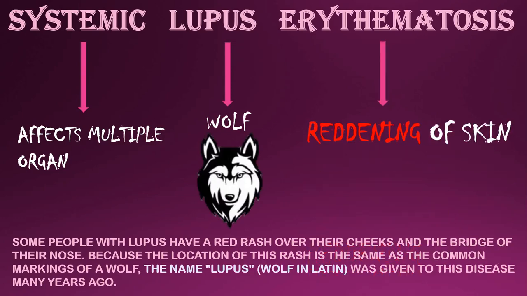Some people with lupus have a red rash over their cheeks and the bridge of their nose because the location of this rash is the same as the common markings of a wolf. In Latin, lupus means wolf, and the name was given to this disease many years ago.